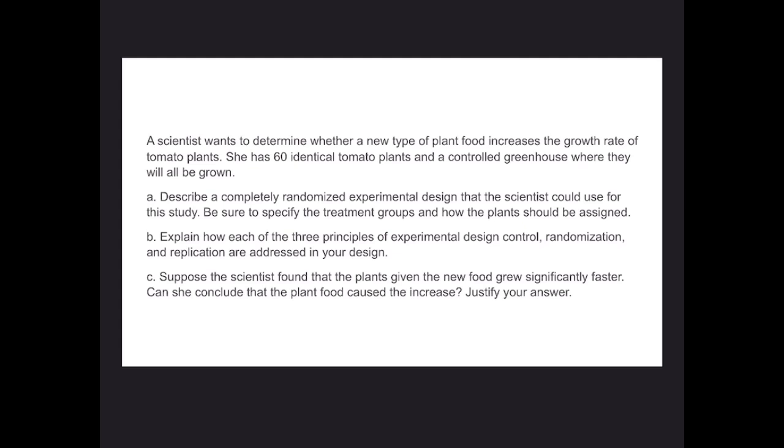Question C, suppose the scientist found that the plants given the new food grew significantly faster. Can she conclude that the plant food caused the increase? Justify your answer. I said yes, the scientist can conclude that the new plant food caused the increase in growth because since it's a randomized experiment, random assignment allows us to attribute differences in outcomes, and what we were looking at is growth rate, to the treatments, assuming other variables were controlled.